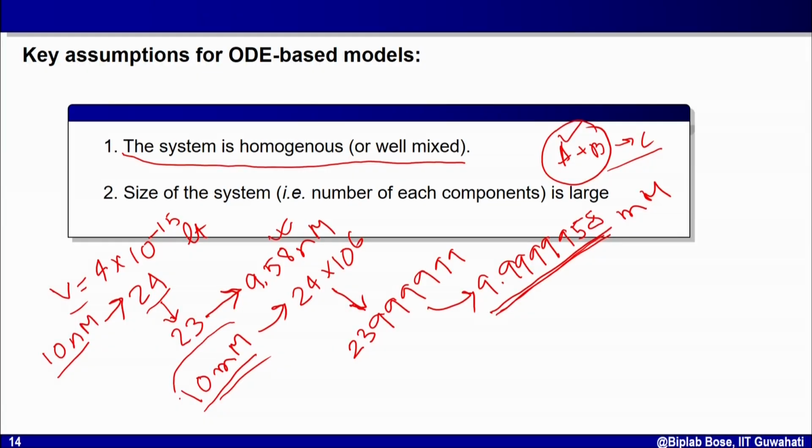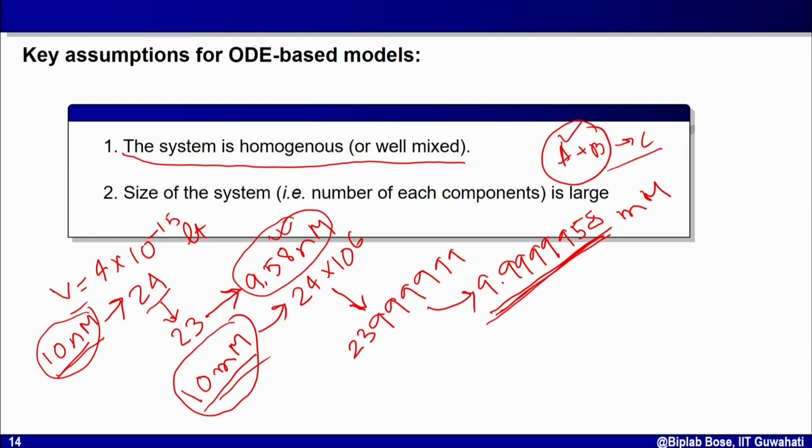If you have to model this system using an ordinary differential equation, the dependent variable should not change abruptly. It should be changing continuously. So for this type of system, if the concentration is higher, at 10 millimolar, then I can easily assume that these changes are happening smoothly, continuously. But if the concentration is very low, suppose 10 nanomolar, then a simple change of one molecule will cause an abrupt change in concentration, and I cannot use ODE for this type of model system.